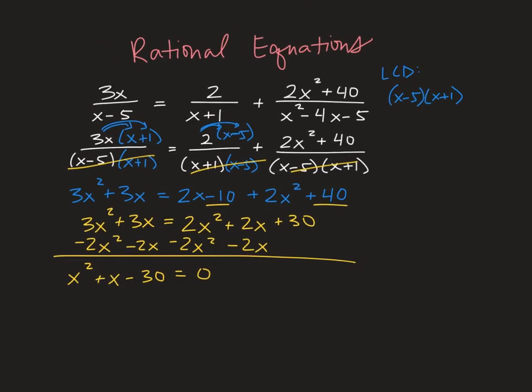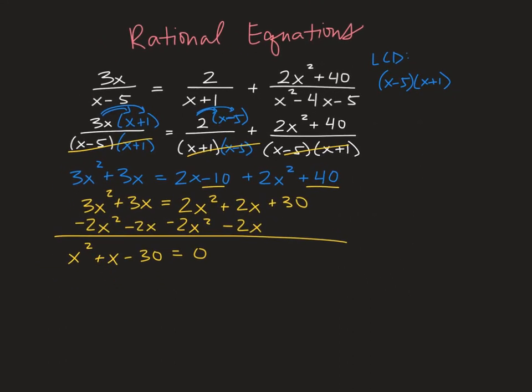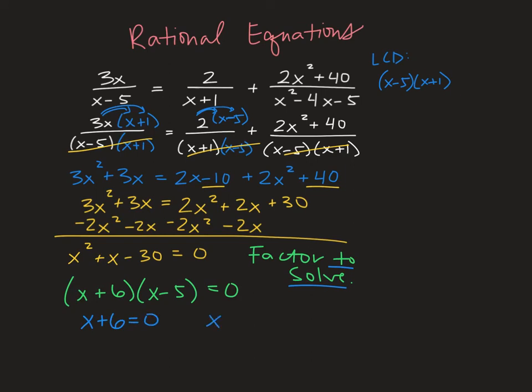So this has a lead coefficient of 1. Two numbers that multiply to negative 30 that add to that 1 in the middle, that 1x, are a positive 6 and a negative 5. If you FOILed that out, you would get back to this here. We'd have x squared minus 5x plus 6x minus 30. Then, in order to solve, we set each one to 0. Our possible solutions are negative 6 and 5.